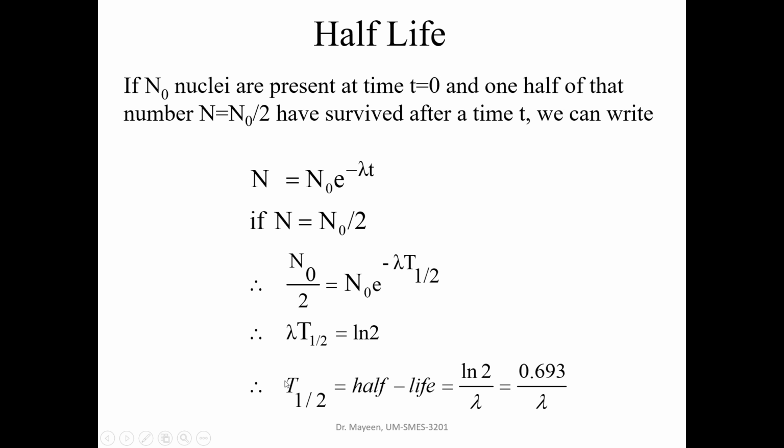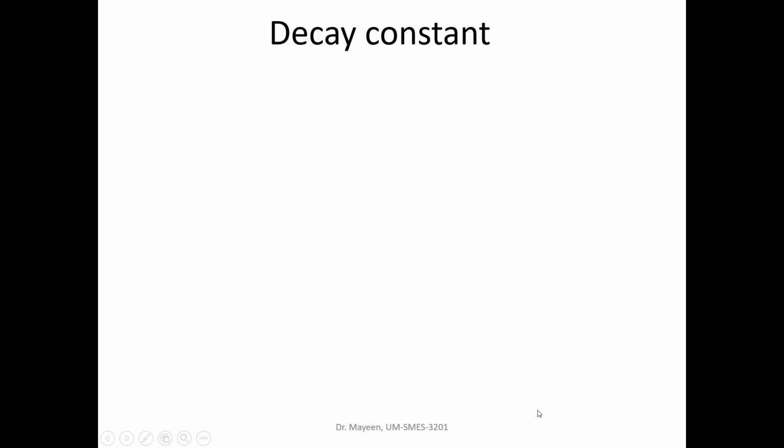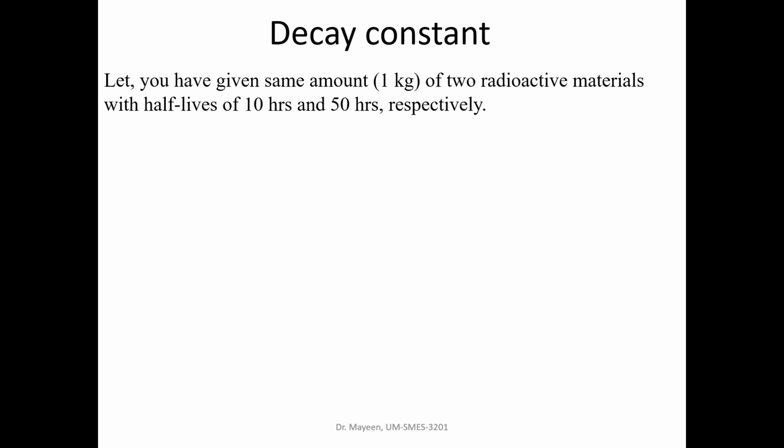We represent the half life by this capital T with the subscript 1 by 2, and this is equal to 0.693 divided by lambda. So what is this lambda? This lambda we call the decay constant. So what is the decay constant?